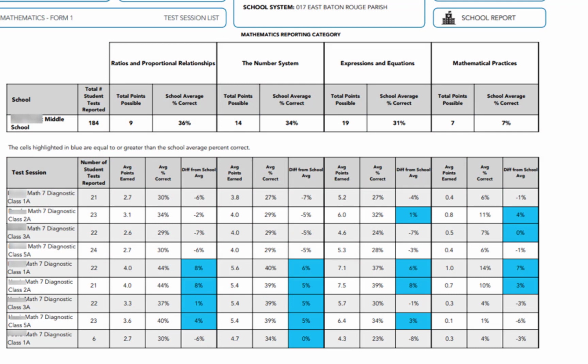Okay, so just always keep that in mind. You always see blue in every column. Every column here, you will see blue. And then you go to the number system, you do the same thing. So for teacher A, 3.8 out of 14, which represents 27% correct, and that is 7 points below the school average of 34%. All right, and that's how you read this.